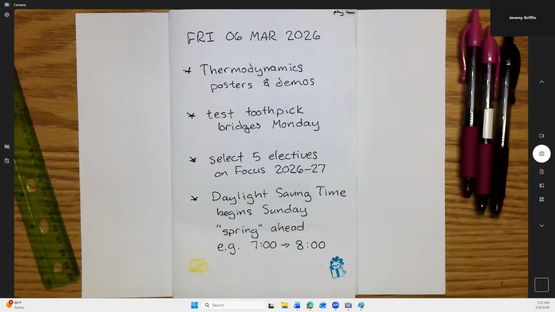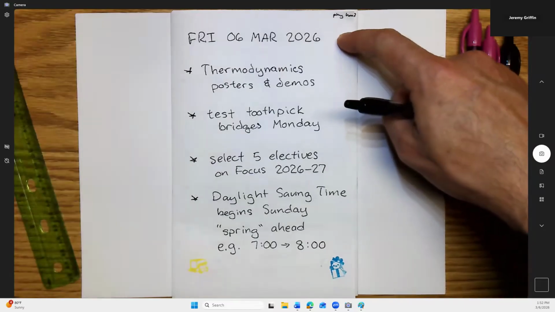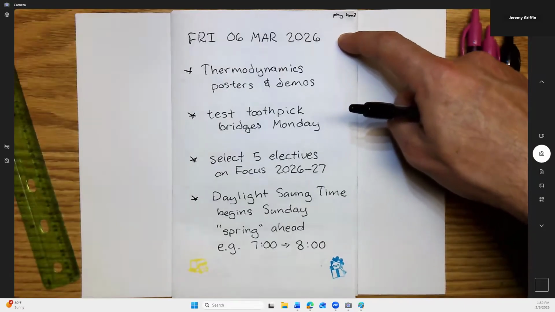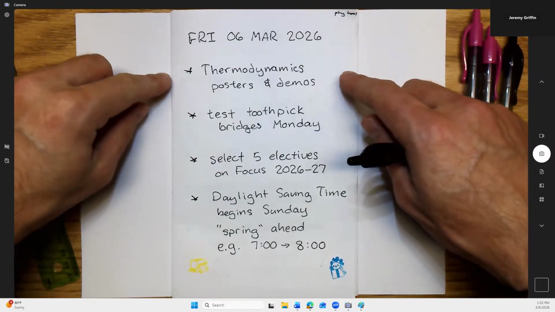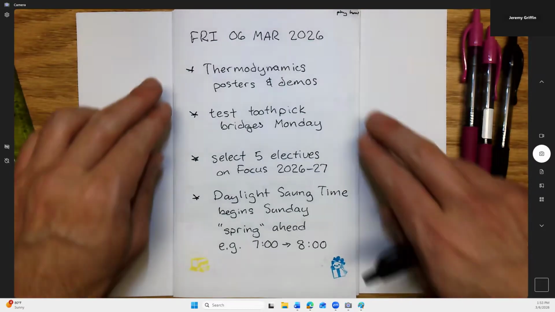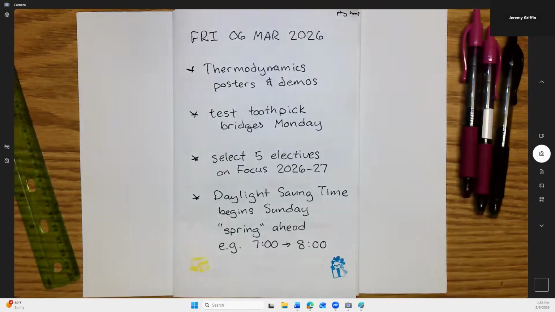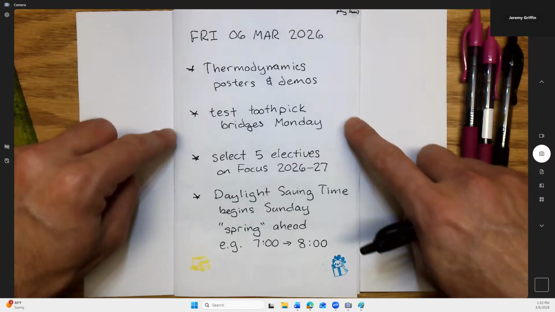Recording is rolling. It is Friday, March 6th. So I know originally we were going to test bridges today, but about a third of the class is gone. So we're going to postpone that until Monday. Instead, I figure it's probably a good day to get the ball rolling on thermodynamics. So I have some posters and demos lined up for you guys. And then we'll do testing toothpick bridges on Monday.